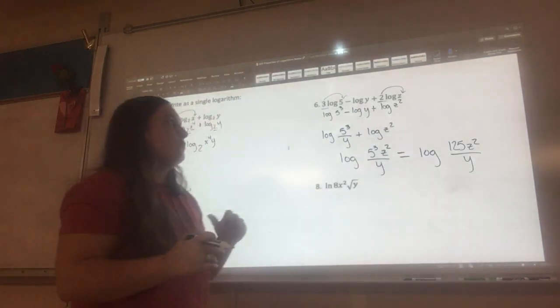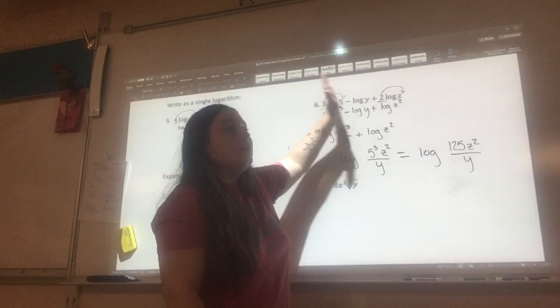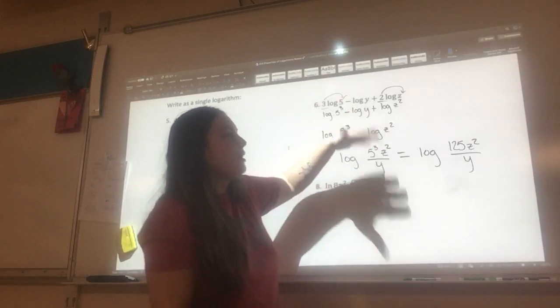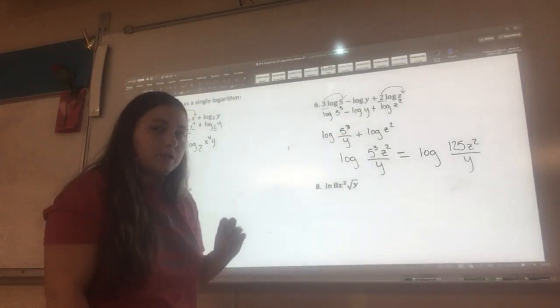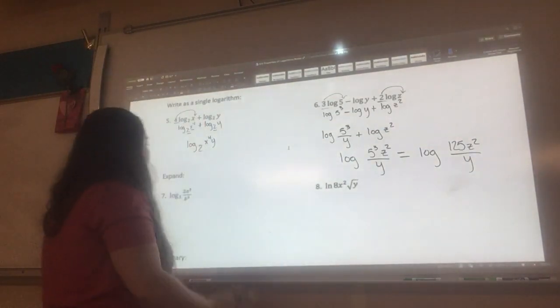This is how condensing works. Take a bunch of logs, you do your power rule, then you do product or quotient based off of a subtraction or addition. So condensing, one log, that's the big thing.